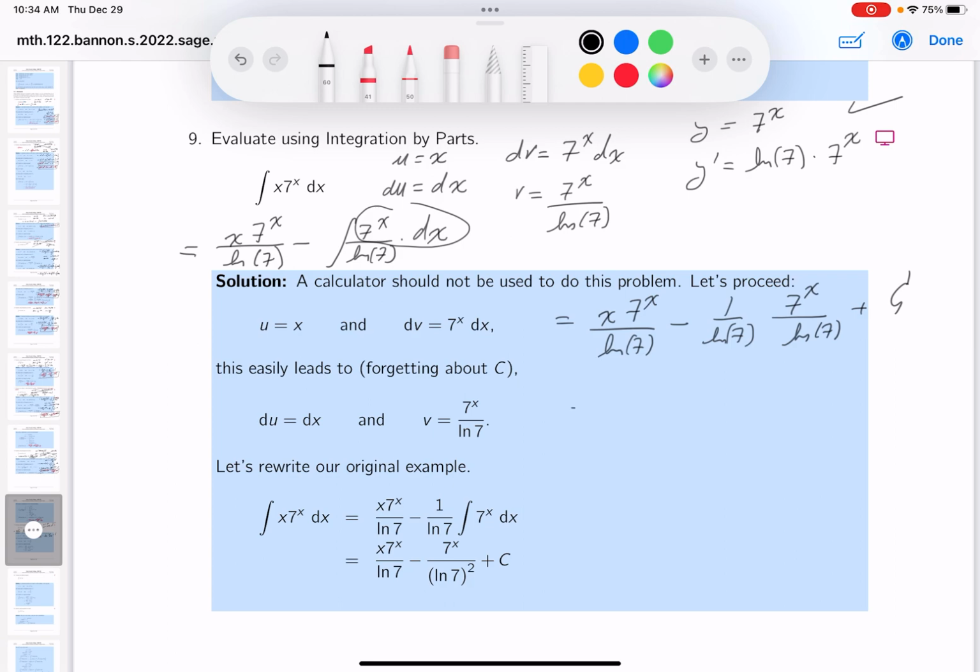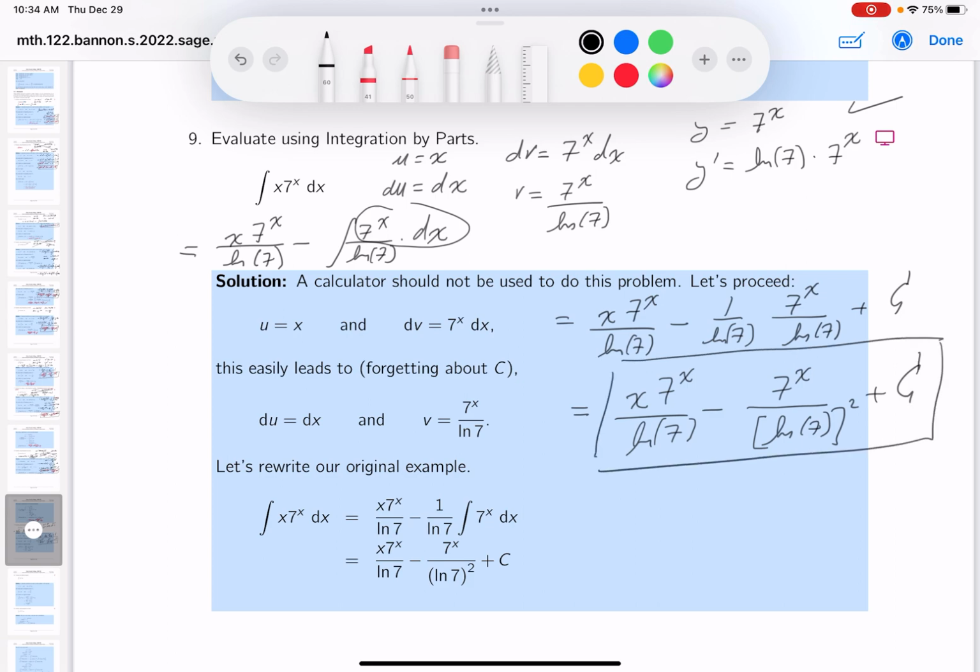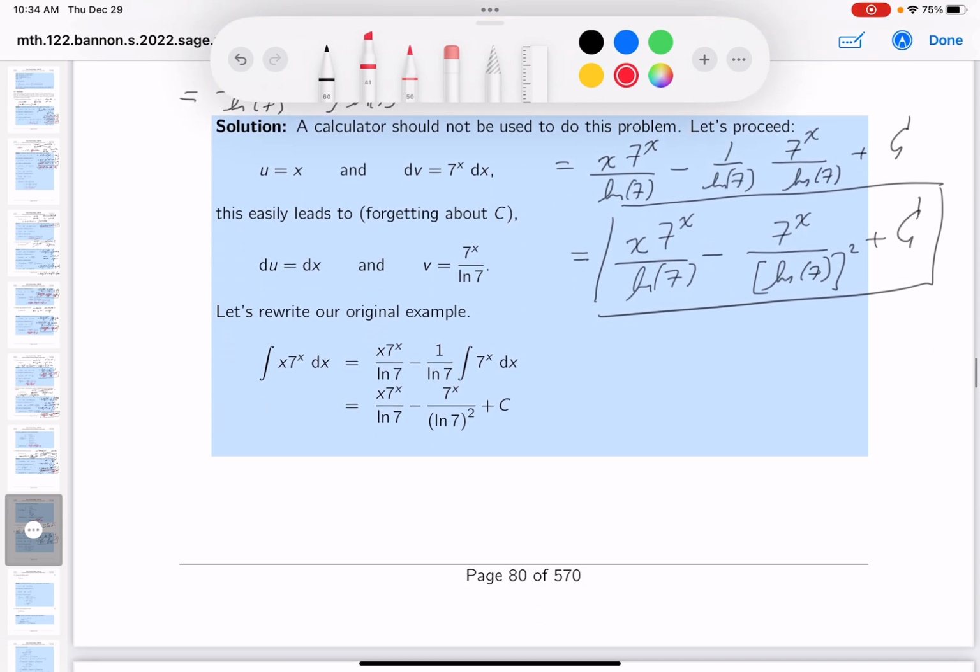All right, let me just write that a little differently, clean it up a tiny little bit. x, 7 to the x over ln 7, minus 7 to the x over ln 7 squared, plus c. Again, you could factor that, but let's look at the key and see what we're looking at now.